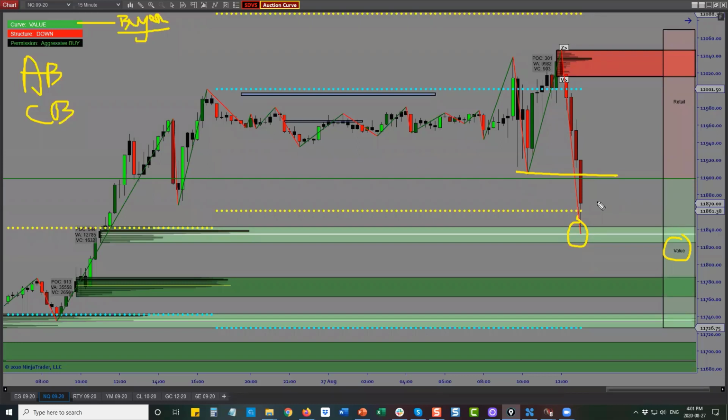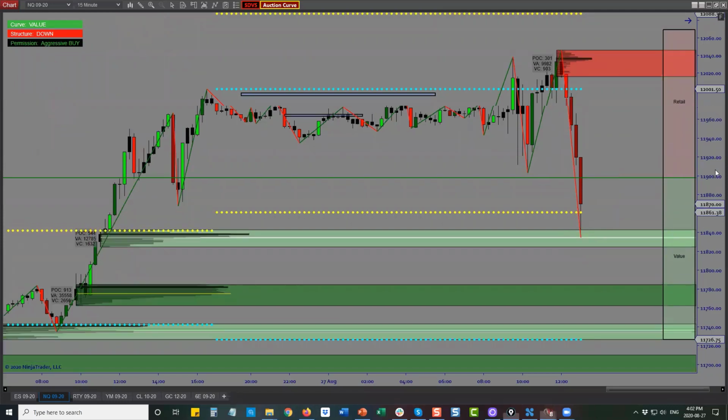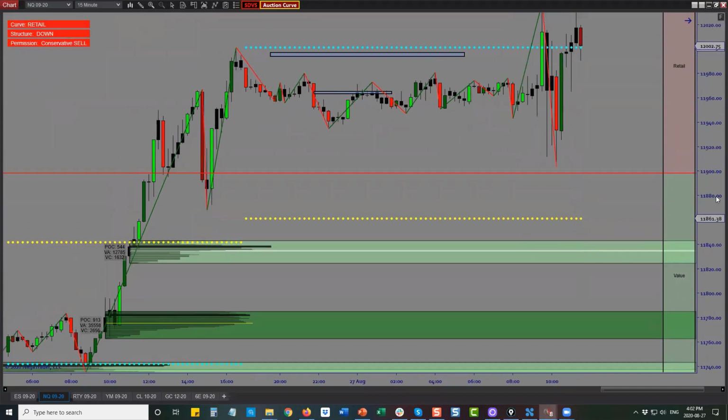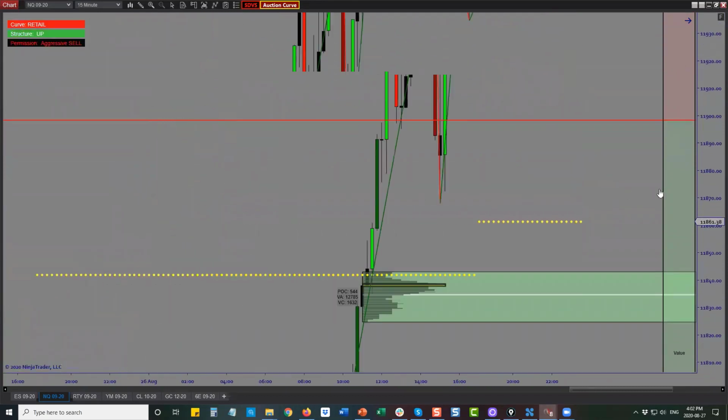And the trade map does that for you. The auction curve does that completely for you. The zones tell you where to buy. The auction curve tells you when to buy. Okay? So let's go back down here to the zone data for a second. Let's just go back over to this demand zone for a second. Let's go over here. Let's talk about this.